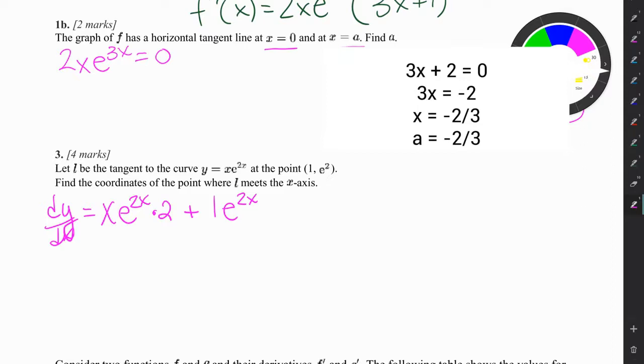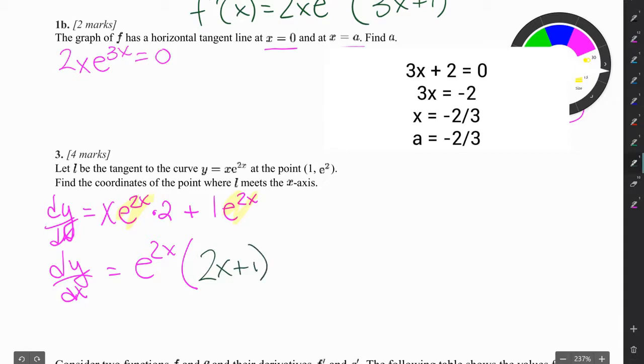I'm going to clean this up a little bit. dy/dx equals e to the 2x times, so if I factor out the e to the 2x, I'm left with 2x plus 1. So that's the equation that gives me the slope. I need the slope at the x coordinate of 1. So when x is 1, the slope will be e squared times 2 plus 1, which gives me 3e squared. So that's my slope.